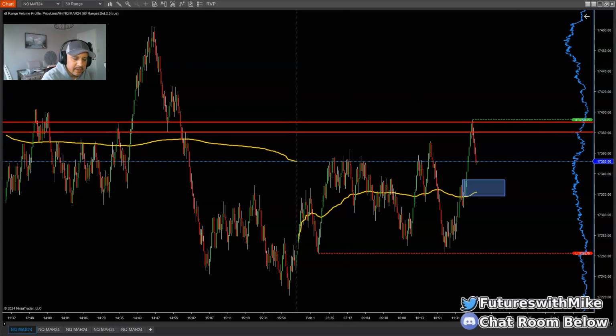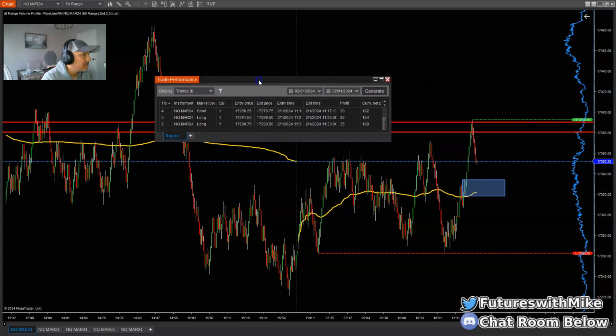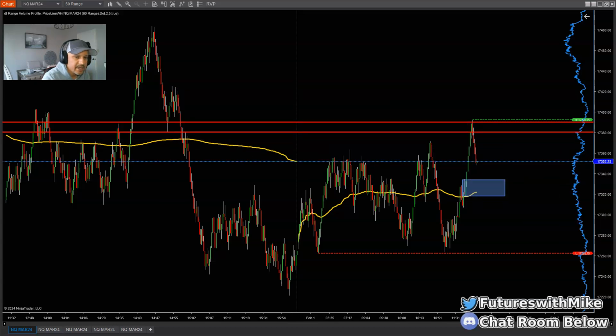In total for today, I just scalped a few trades, 189 when it comes to ticks, because I like to see the number of ticks and cumulative when I trade. But that's going to pretty much wrap it up for me today.